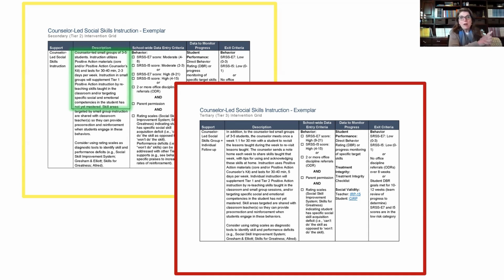And the cool thing about these is that there are tools out there like Skills for Success or Social Skills Improvement System rating scales, where you can find out what are this child's strengths? What are the performance deficits? And importantly, what is not yet in their repertoire? What have they not yet learned to do? And that can become the base of what's done in this small group.